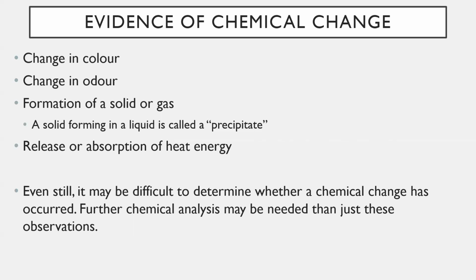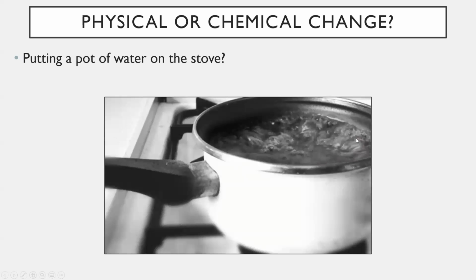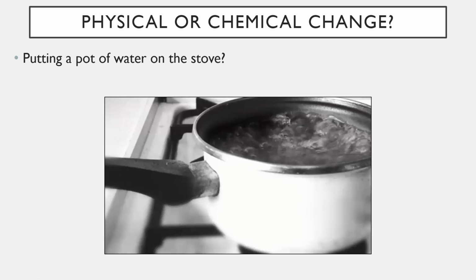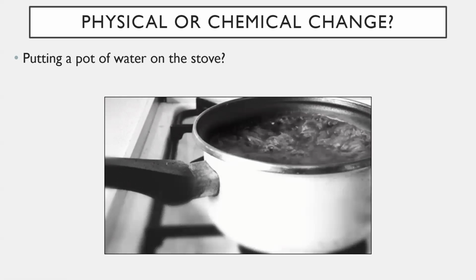Now, even still, it may be difficult to determine whether a chemical change has occurred. Further chemical analysis may be needed beyond just these observations. But again, these observations are at the very least a really good starting point. So we're going to do a little activity here. I want you to watch this, and I'll give some time. You won't have to pause anything here. Basically, for the next few slides, I want you to identify if this is a physical or a chemical change.